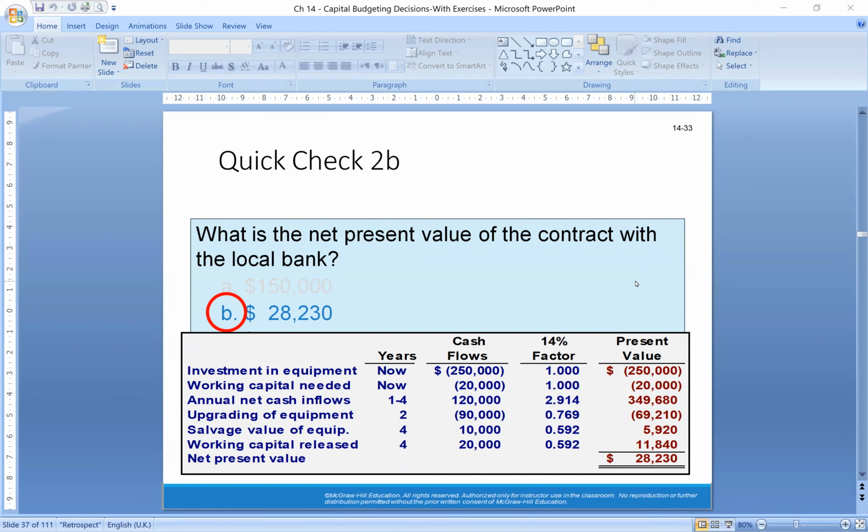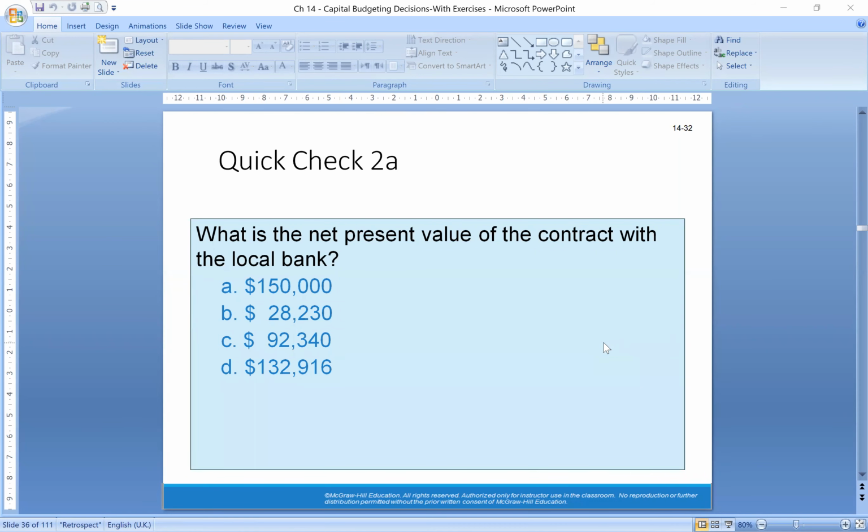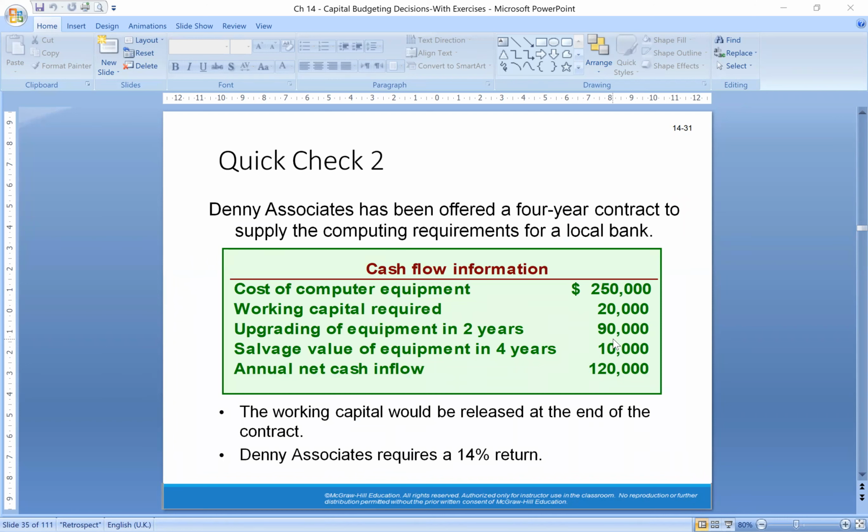Okay, then go back to this example. Denny Associates has built up a 4-year contract to supply the computing requirements for a local bank. We do have this information about the project, let's say. We do have a project and we are thinking about computer equipment to be added to the company.